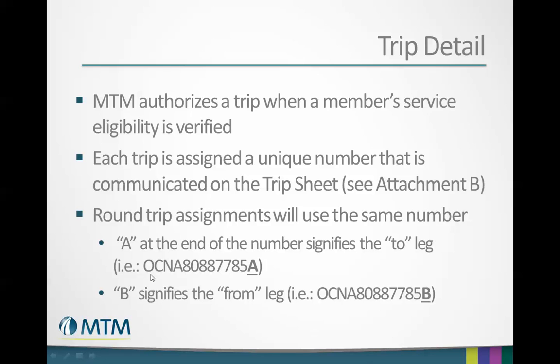So in our example here, you'll see we've got a trip number. They'll start off with 4 letters followed by numerals, and it ends in the A. The A lets you know that this is the to leg, the member's house to the doctor's appointment. Now, to let you know that it's connected, you'll see that we've got the exact same trip number here, and it's followed by a B. The B lets you know that it's the from leg, so from the doctor's office back to the member's house.